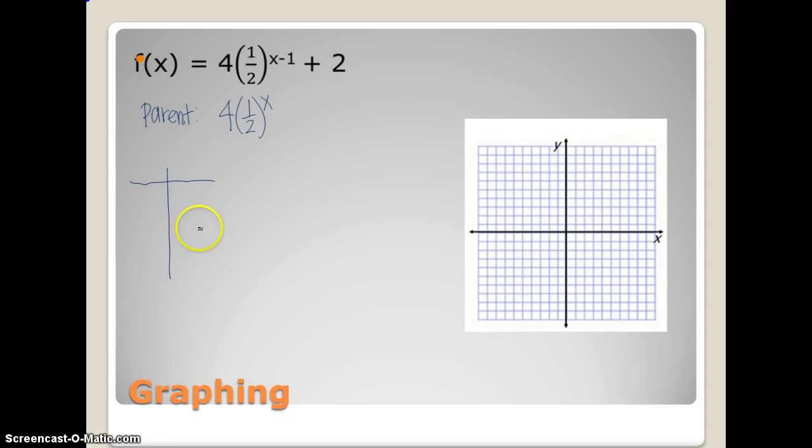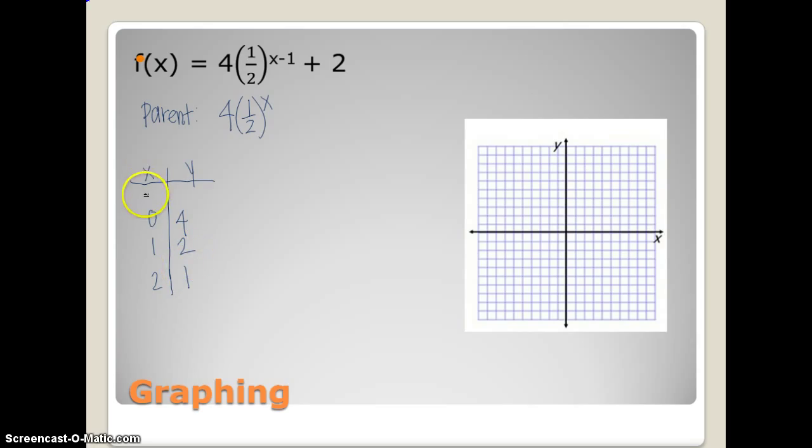So 0 is usually an easy one because 0 makes our y-intercept, and our y-intercept is our a value, which in this case is 4. This is x and y. Then we can plug in 1, and 1/2 to the first power is just 1/2, and times 4 is 2. Alright, 1/2 squared is 1/4. 1/4 times 4 is 1.